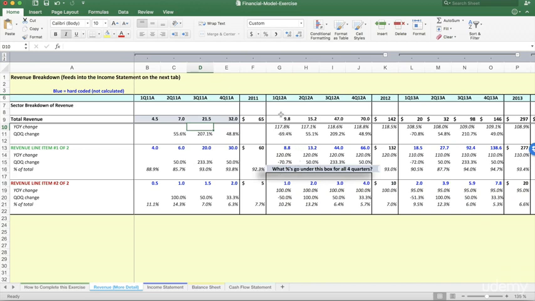So this is total revenue up here, right? Which is just that plus that. Well, it's just this divided by that. That's the percent. Okay, cool.